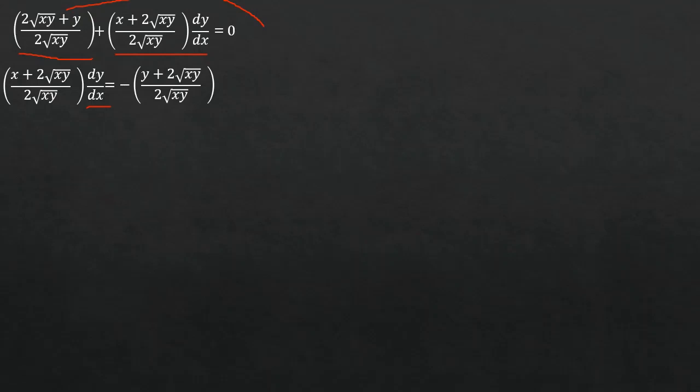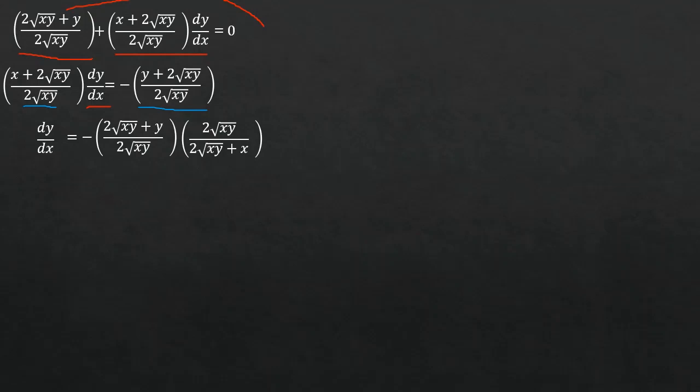So whatever in multiplication with dy by dx we shift on another side. So be careful with the basics. जो division में है that comes in the multiplication, और जो numerator में है that is the term in multiplication that comes in division. So we get answer of dy by dx is equal to minus of 2 root xy plus y upon 2 root xy as it is, multiply by reciprocal of the term which is in multiplication with dy by dx.